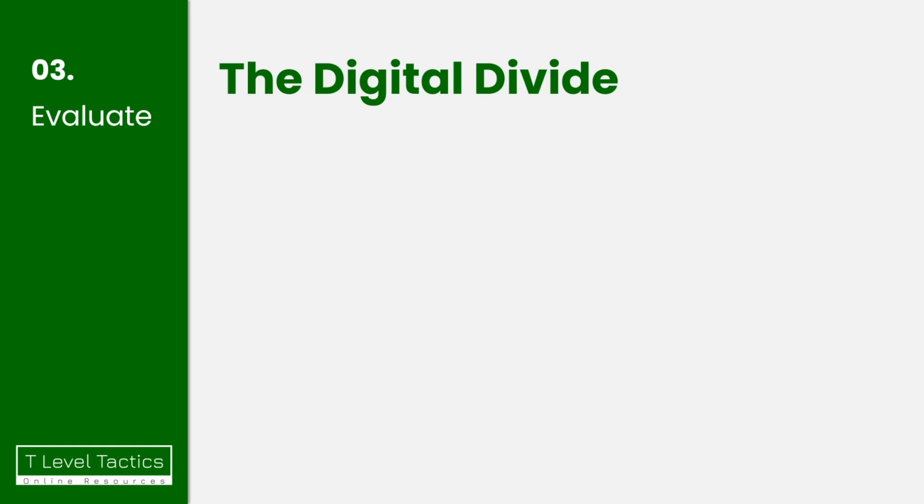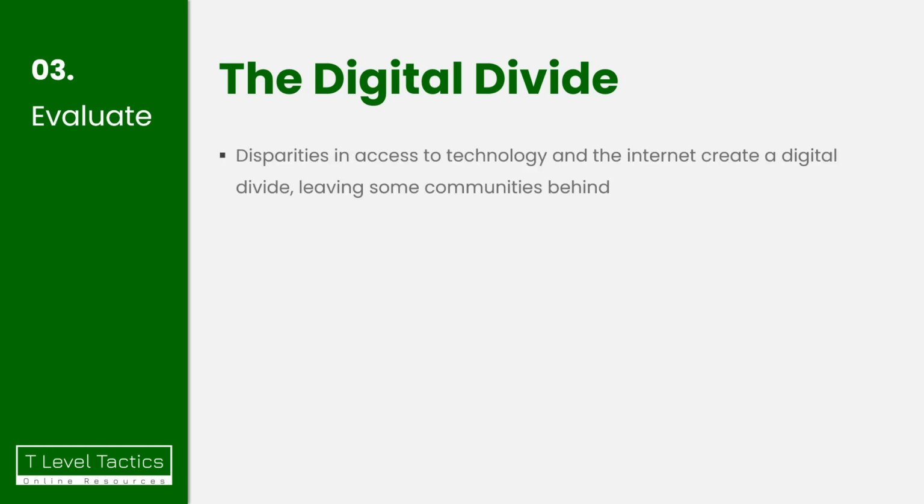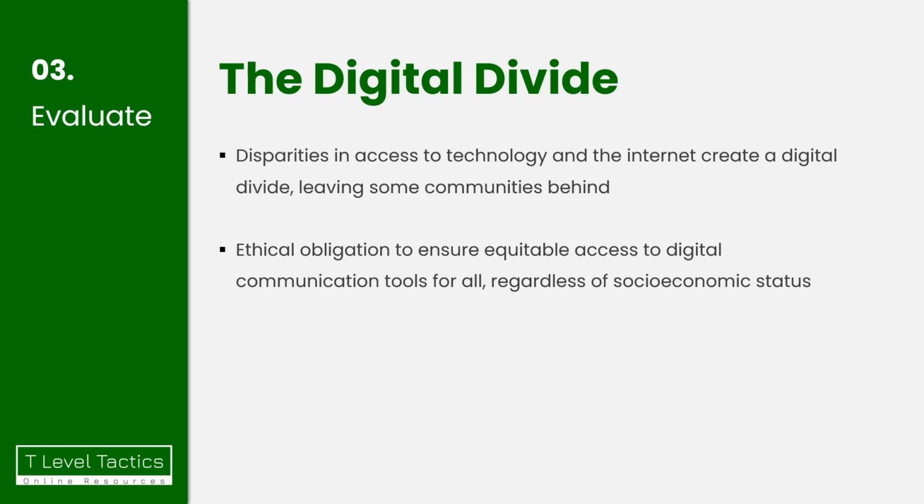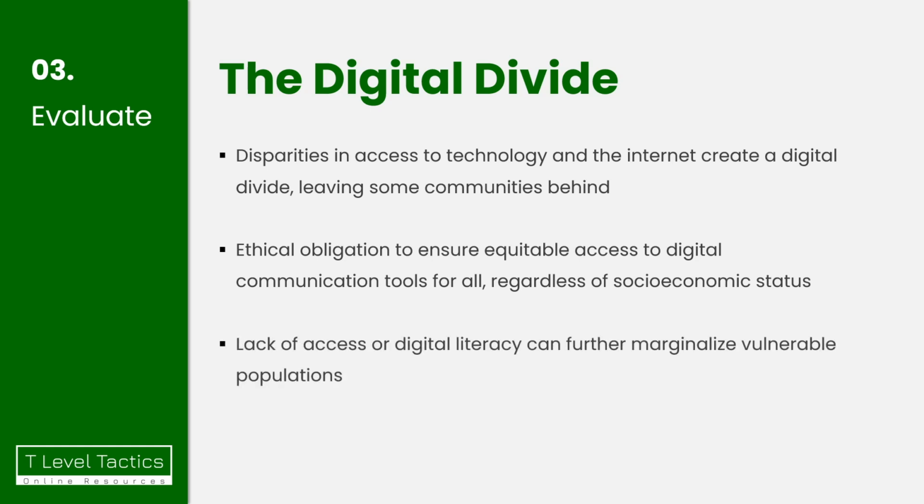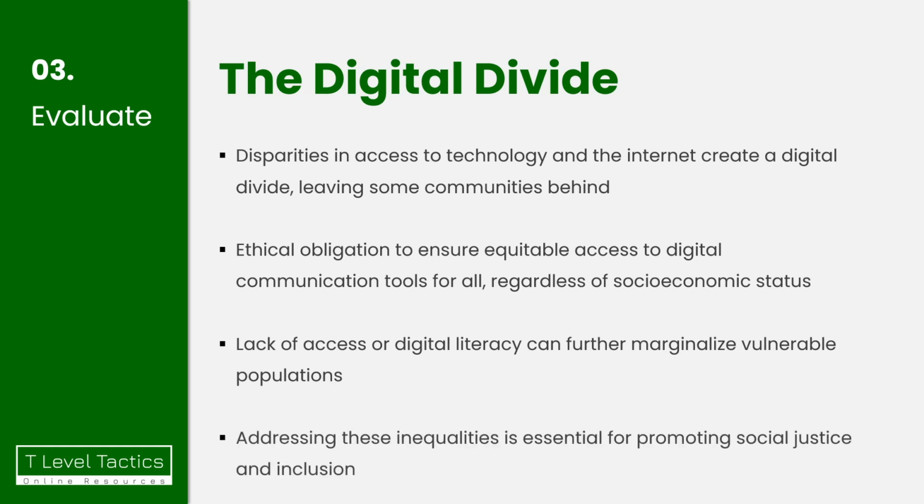We can look at something called the digital divide, which is where there's disparities in access to technology and the internet. This is essentially between people who perhaps have a lower income, or perhaps they're a vulnerable or marginalized group that may not have as much access to technology and communications as others. We have an ethical obligation to ensure equitable access to digital communication tools for everyone, regardless of socio-economic status. And lack of access or digital literacy can further marginalize vulnerable populations. Addressing these inequalities is essential for promoting social justice and inclusion.